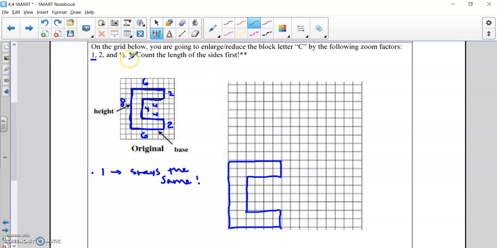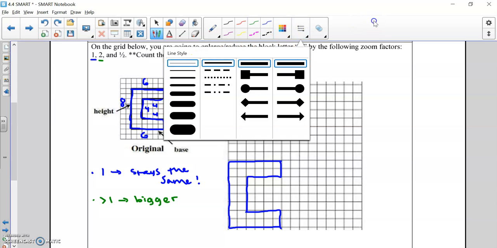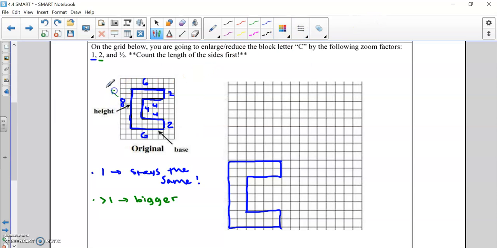Next up, we are going to do a dilation by a factor of 2. So anytime we dilate by a number greater than 1, our shape is going to get bigger. And in this case, it's going to be double. So instead of 8, it's going to turn into 16, because 8 times 2 is 16. Instead of 6, it's going to turn into 12. Instead of 2, it's going to turn into 4. All these 4s are going to turn into 8. We're just multiplying everything by 2.